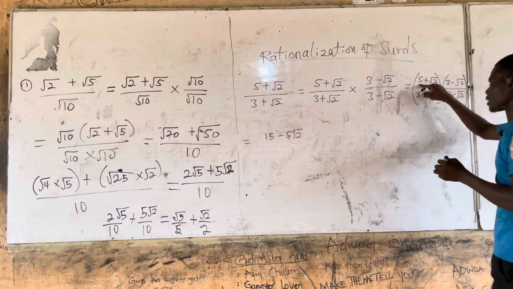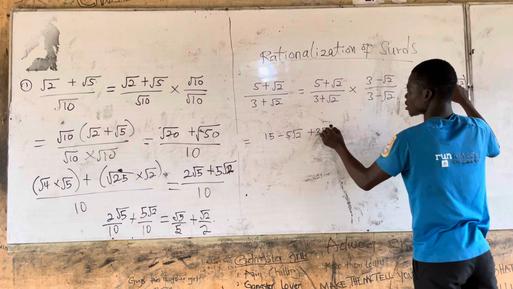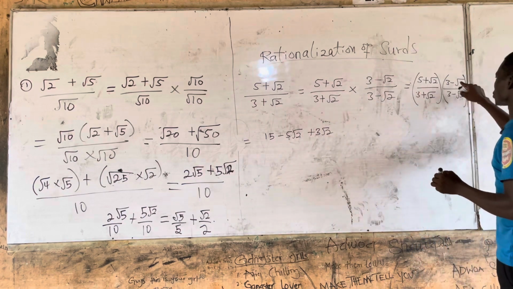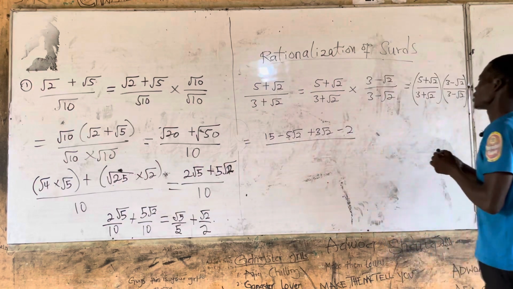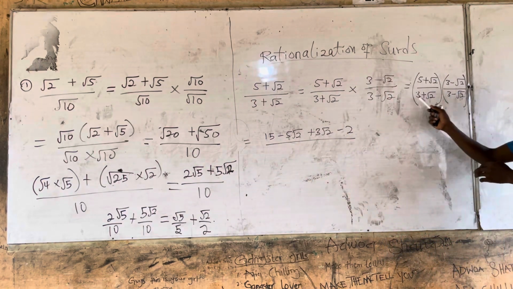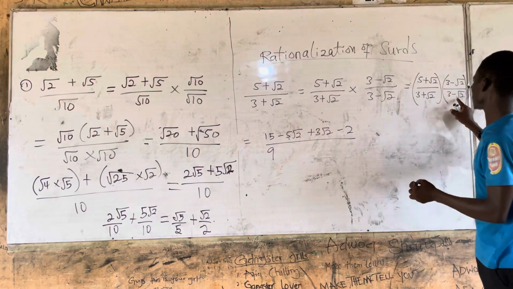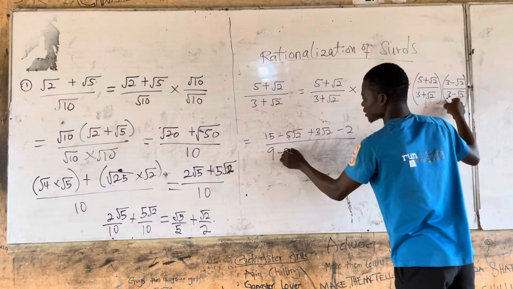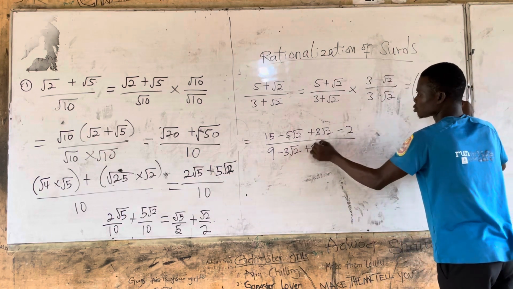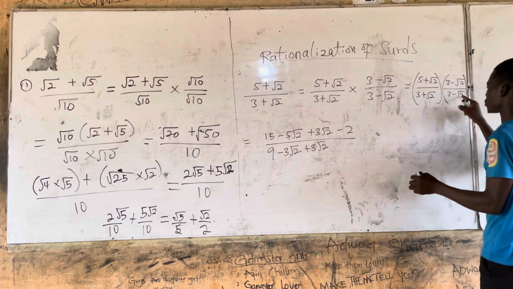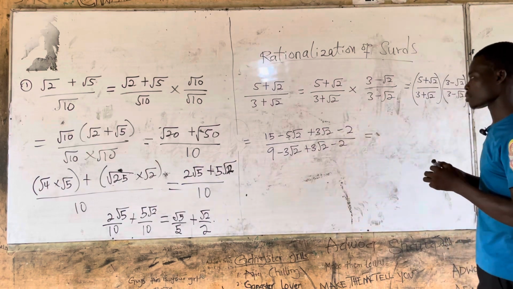Then we are done with this one. Let's say root 2 times 3 is 3 root 2. Root 2 by root 2 is minus of what? 2. All over a set times its conjugate. 3 times 3 is 9. 3 times minus root 2 is minus 3 root 2. Root 2 times 3 is plus 3 root 2. And root 2 by root 2 is minus of what? 2. So let's move on to simplify.